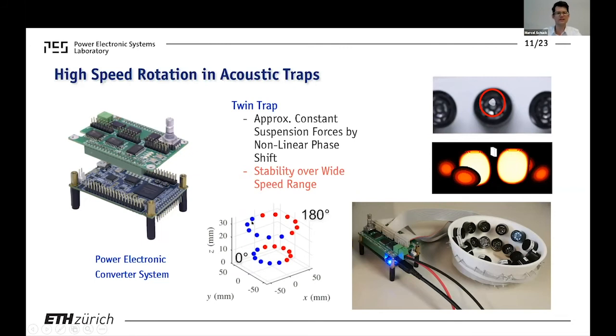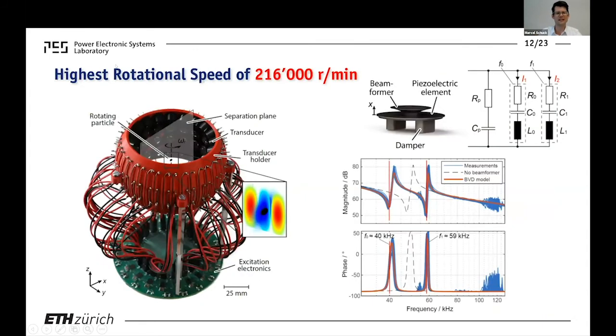So how do we do this? In order to generate this type of trap, we have a phase shift of 180 degrees between the two circumferential halves of this setup. And we just shift this and rotate it around the z-axis, and then the particle follows this rotation. This was the second setup that we built in order to achieve this goal.